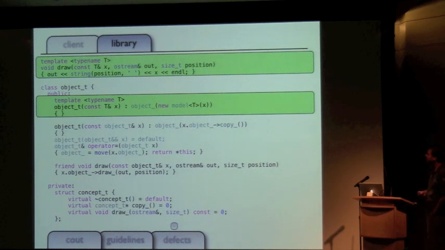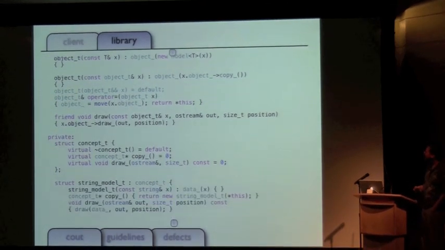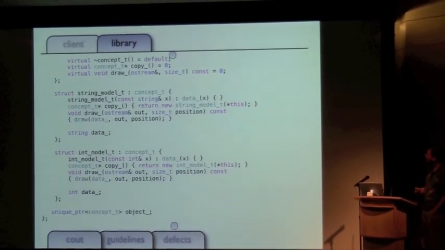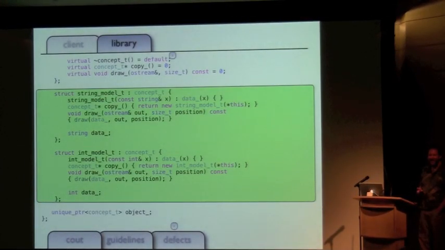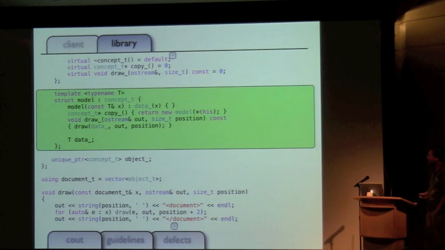It's a template. So now, instead of constructing an int model or a string model, we're going to construct a model of something. We're constructing an electron. There we go. So we take our int model and our string model, and we turn that into a template for a model type. That code was almost identical.